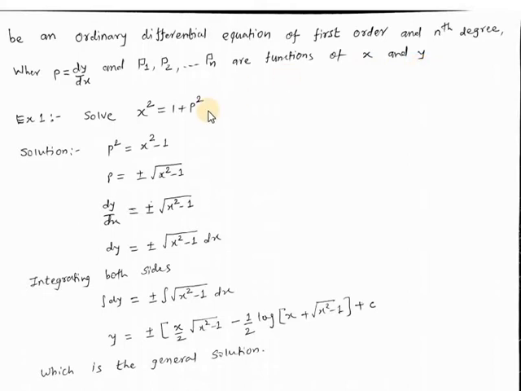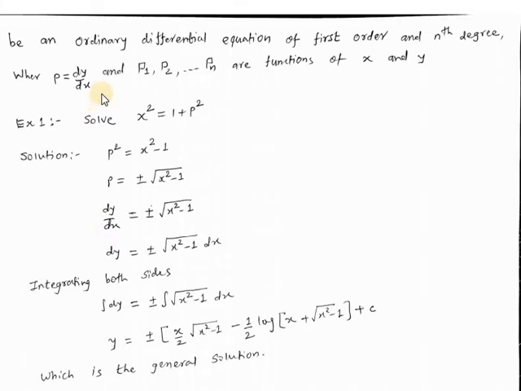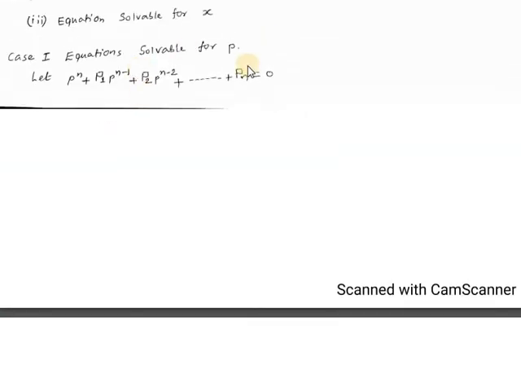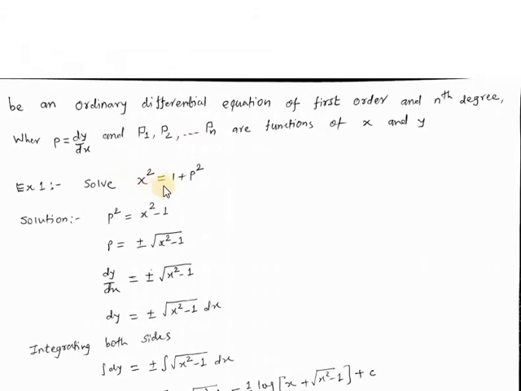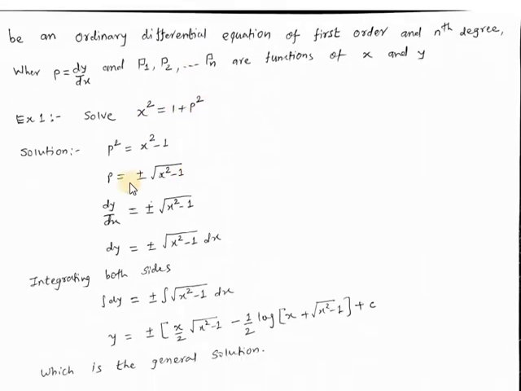Let us discuss the first example of case 1, that is equations solvable for p. Solve x square is equal to 1 plus p square. So here p square can be written as x square minus 1. So p is equal to plus or minus under root x square minus 1. Now what is the value of p? It is dy by dx. So dy by dx is equal to plus or minus under root x square minus 1. Therefore dy is equal to plus or minus under root x square minus 1 dx.